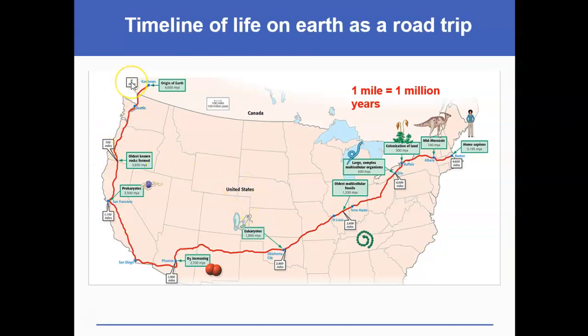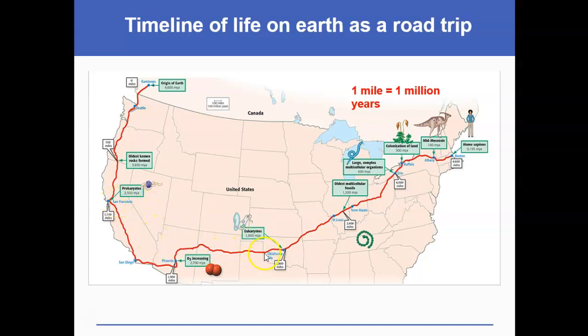I love this picture because what it's representing is the timeline of life as a road trip. So instead of thinking about time as time, you get to think about it as a distance, where 1 mile equals 1 million years. If we start our road trip in British Columbia at 4.6 billion years ago, it takes a while for the Earth to cool down, but not too long after, life had evolved by about 3.5 billion years ago. And prokaryotes were the only thing alive on Earth for the first 1.7-ish billion years.